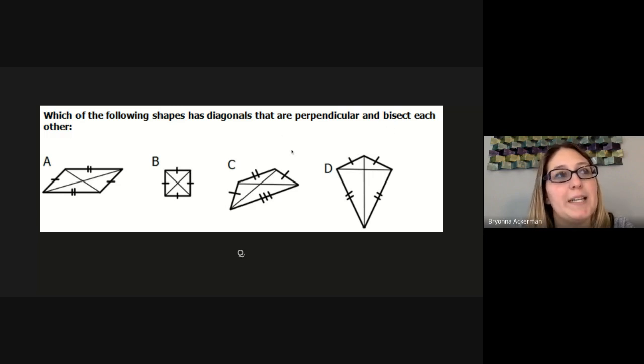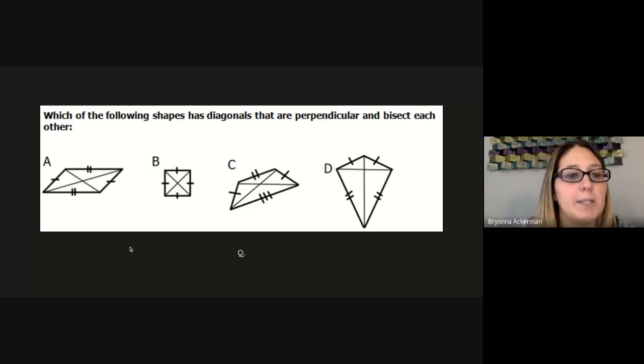Bisects each other means that each diagonal is getting cut equally in half. A kite doesn't do that. The long one does bisect the short one, but that short one is not cutting that long diagonal equally. You can see that very clear on the picture on D, okay? So the only one that also has a perpendicular would be a square, okay? And in this case, it is going to be equal. So each of these diagonals are cut in half, okay?